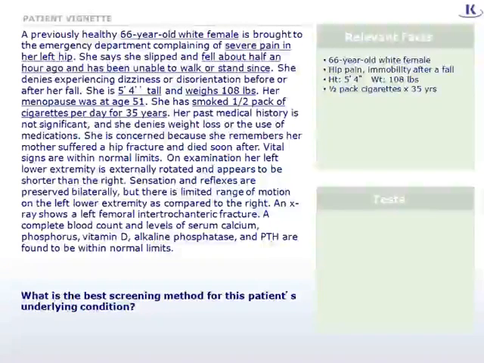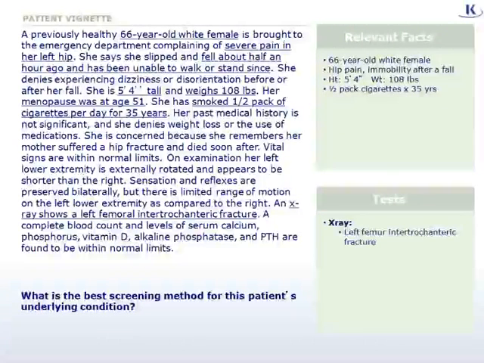When examined, her left lower extremity is externally rotated and appears to be shorter than the right one. These signs point to a possible fracture of the left hip, which is later confirmed by X-ray to be an intertrochanteric fracture. Intertrochanteric fractures occur on the proximal part of the femur, between the greater and lesser trochanter.